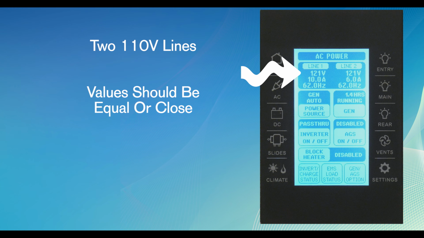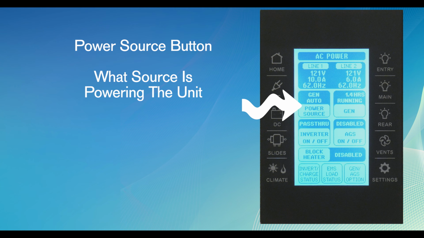The 110-volt system has 2 lines coming into the coach. Each line will be represented on the screen. These values should be equal or close to each other. The power source button will show what source is being used to power the unit. To toggle from one source to the other, continue to push the virtual button on the touch screen.